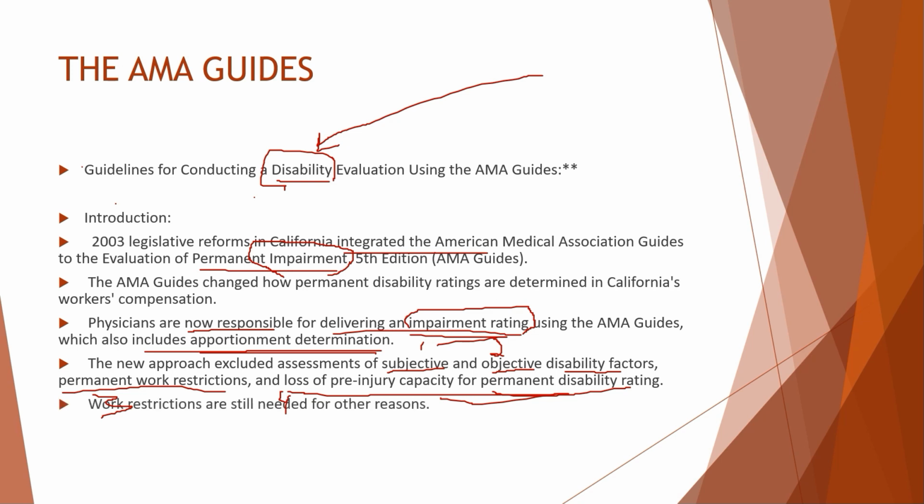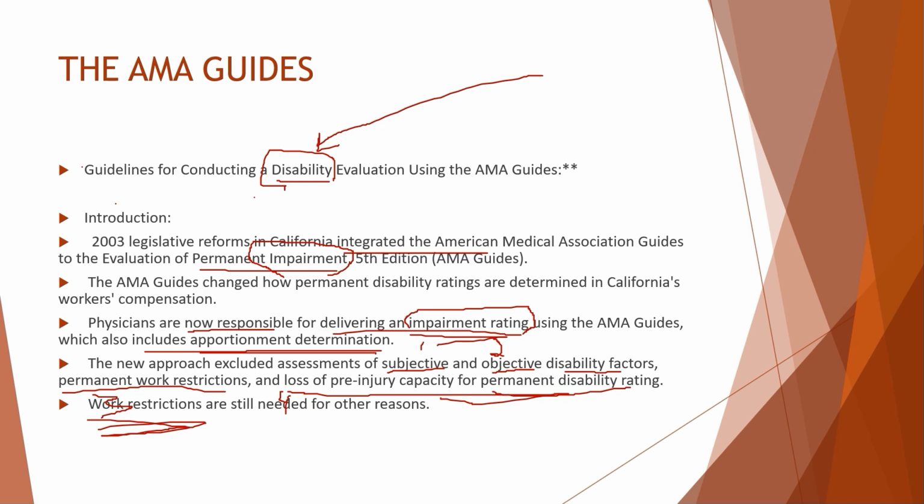However, you're still going to be commenting on work restrictions within the body of your report, not so much for the determination of the permanent disability, but for determining the examinee's or injured worker's ability or inability to return back to the pre-injury occupation.